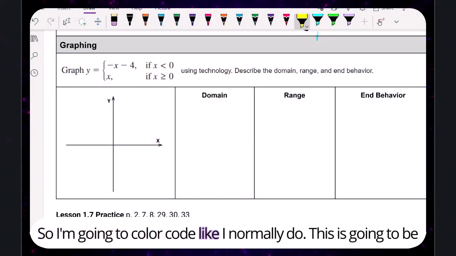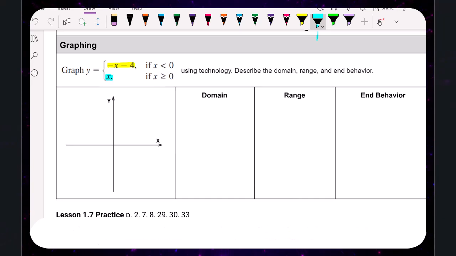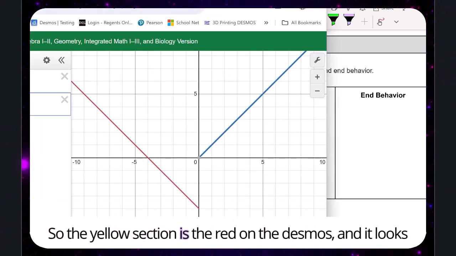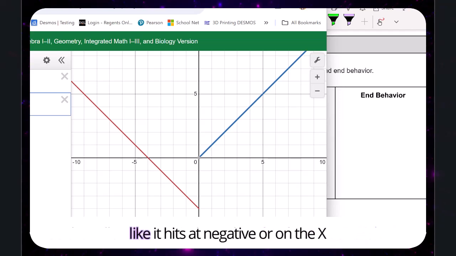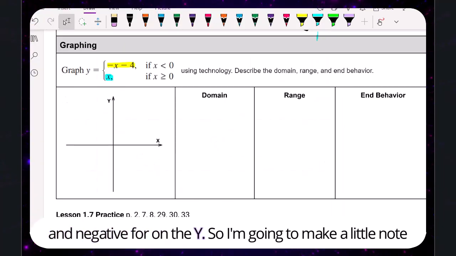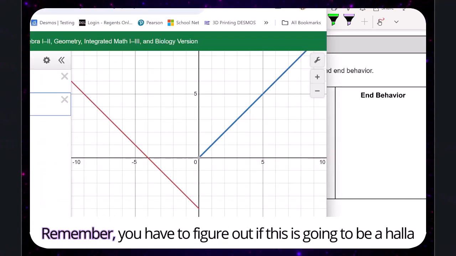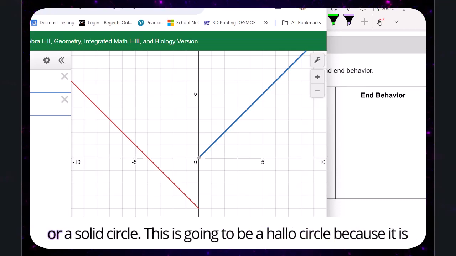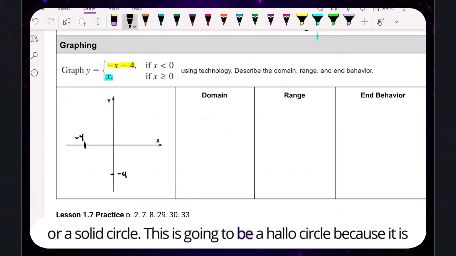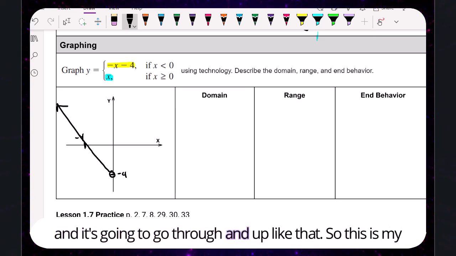So I'm going to color code like I normally do. This is going to be the yellow section, and this will be the blue section. So the yellow section is the red on the Desmos, and it looks like it hits at -4 on the X and -4 on the Y. So I'm going to make a little note here, -4, -4. Remember, you have to figure out if this is going to be a hollow or a solid circle. This is going to be a hollow circle because it is not equal to, and it's going to go through and up like that. So this is my yellow line.